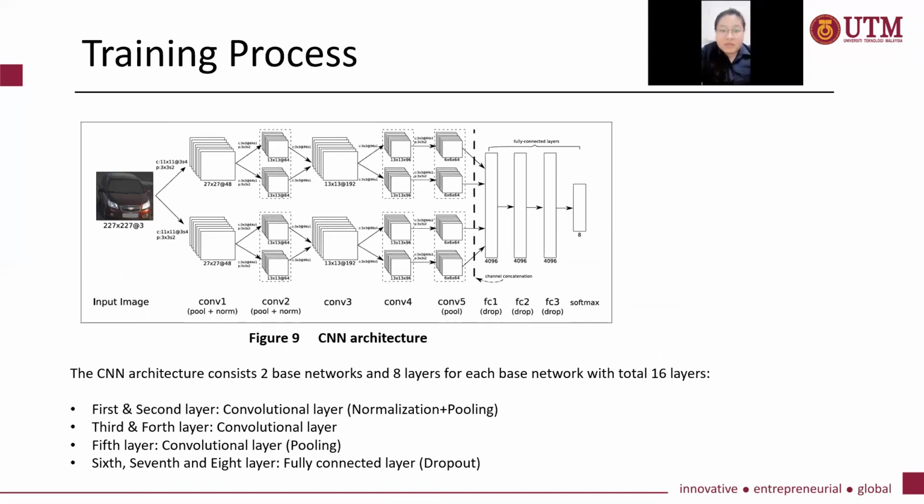According to the figure, the CNN architecture consists of 2 base networks and 8 layers for each base network, with a total of 16 layers. The first 2 layers of the CNN architecture are convolutional layers, and they do the convolutional process followed by normalization and pooling. The third and fourth layers do only the convolutional process. The fifth layer does the convolutional layer with a pooling process, and the remaining 3 layers are fully connected.